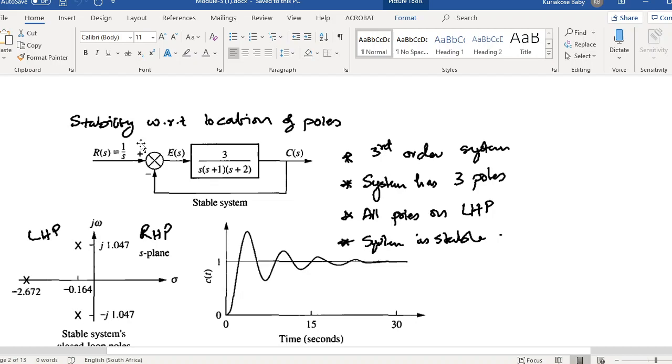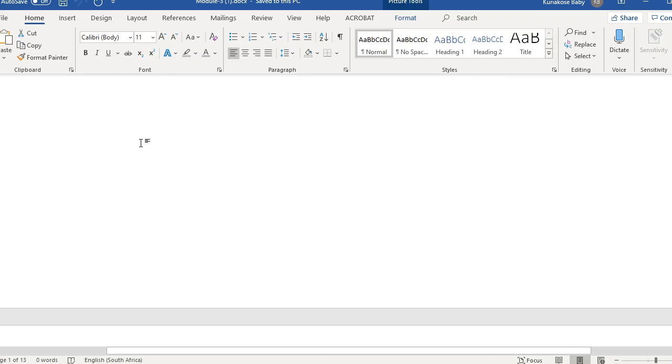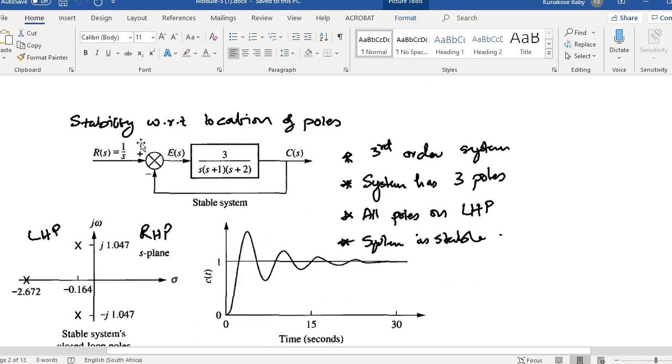Now, I said earlier that the location of the poles plays a role in the stability of the system. So let's put that to measure. What we've done here is take an open loop transfer function 3 divided by s into s plus 1 into s plus 2. As you can see here, it is provided with a step input and given into a feedback system. Now, you can see that this is a third order system because there are 3 poles at the denominator, right? Now, what they have done is they have taken the roots of this equation.